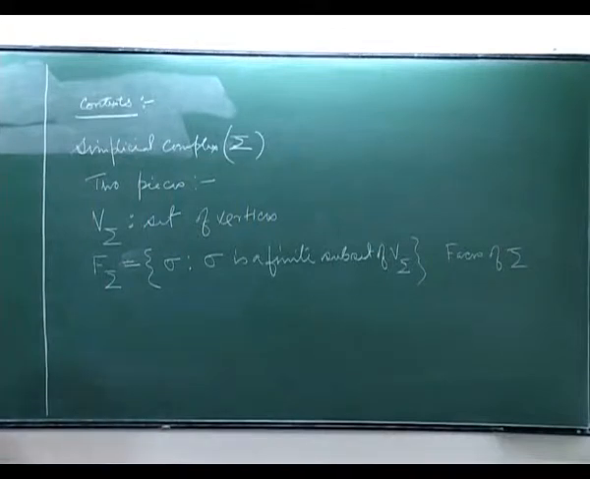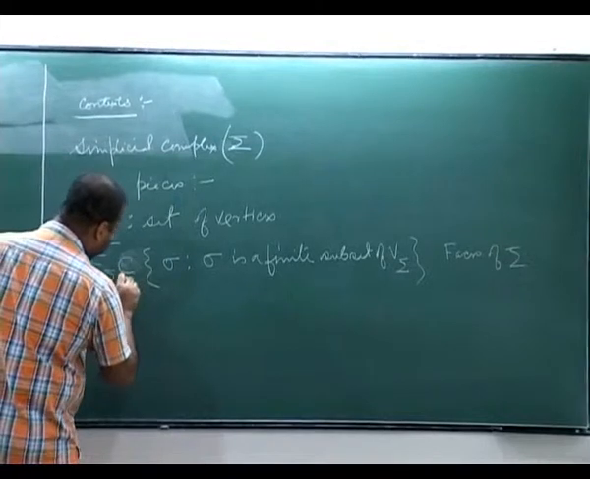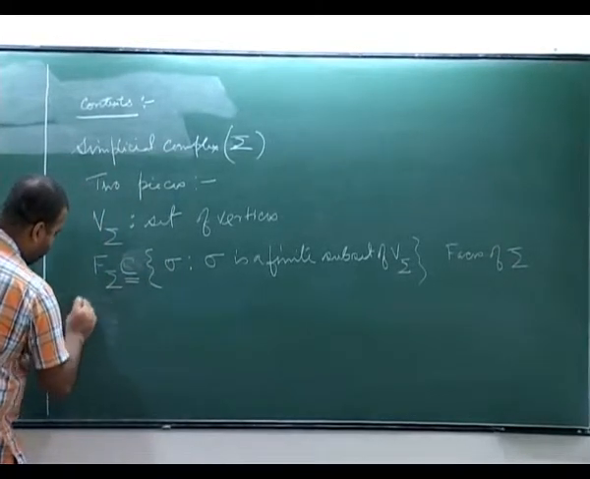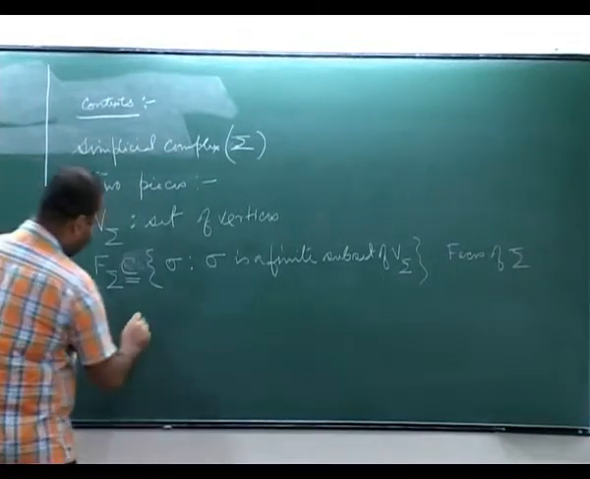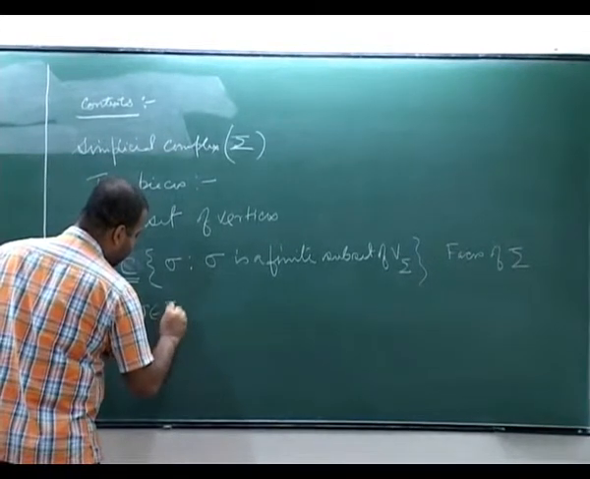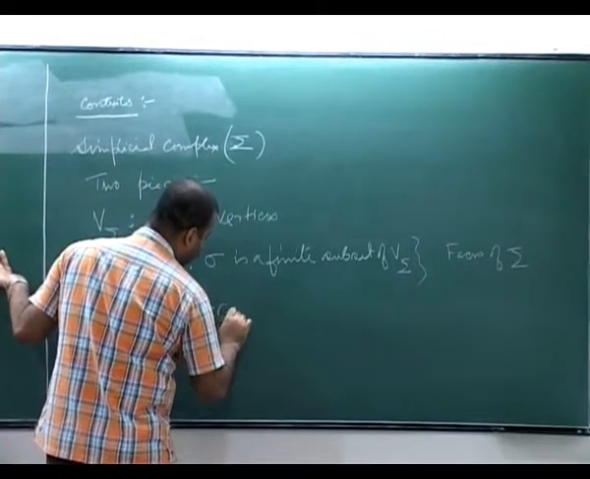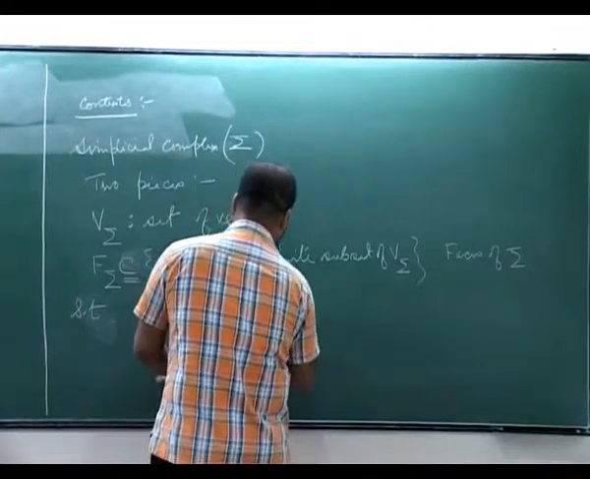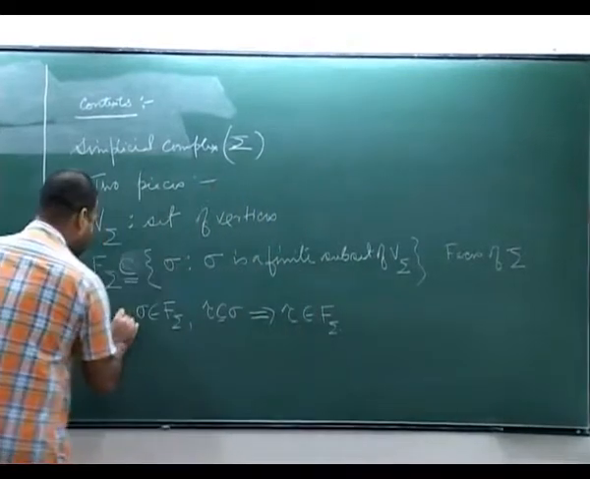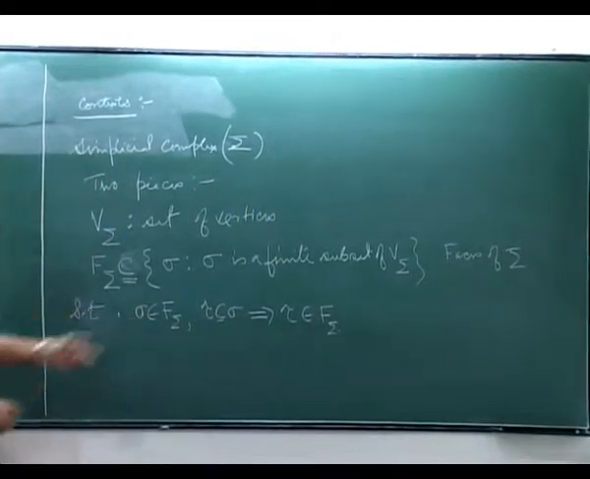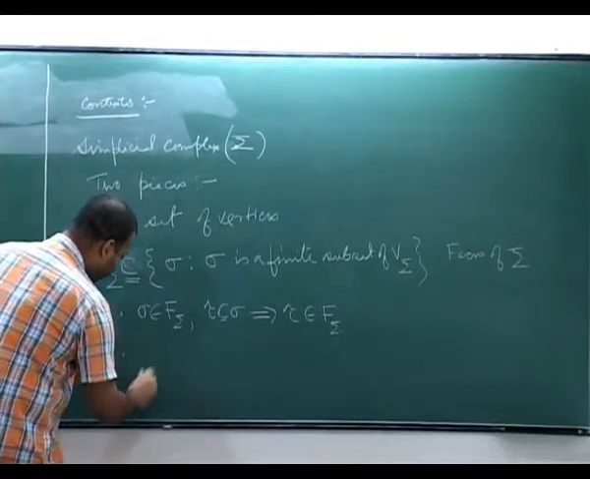So maybe a better way of describing this is F sigma is a subset of this, such that if I have sigma here and tau is a subset of sigma, this implies tau is an element in F sigma. That is condition 1. And of course condition 1 already forces, or no, it does not quite force, but let us force that.